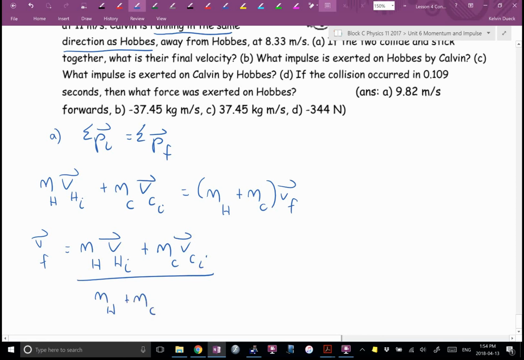If you think about it, here's what we're really saying. All of their momentum combined, but their new velocity has to be applied to both of their masses. So overall, I think Hobbes is going to slow down. I think Calvin is going to speed up, because I've seen people get tackled from behind, and that's usually what happened. The chaser slows down, the person getting tackled speeds up.